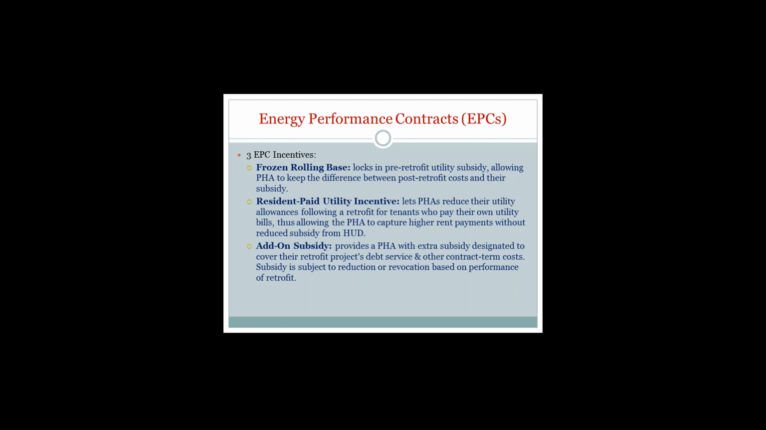They continue to have the roll down that you see with the normal utility subsidy calculation, but instead of having it frozen, we provide them with an additional subsidy amount designated specifically to cover their debt service on their retrofit loan, with the caveat that if they are not able to prove to us that the savings are accruing, then we reduce how much money we give them through that add-on subsidy.